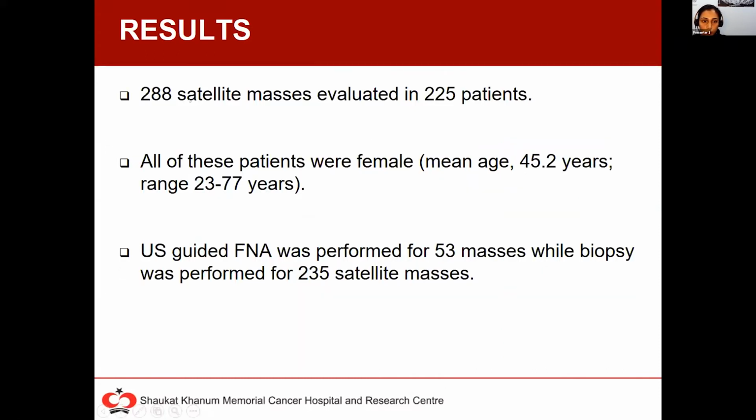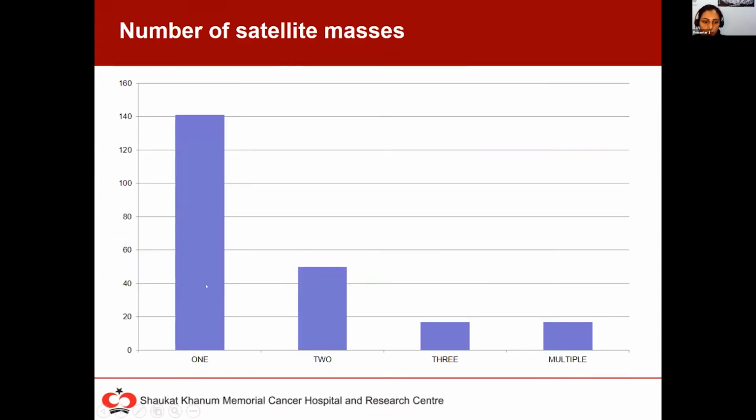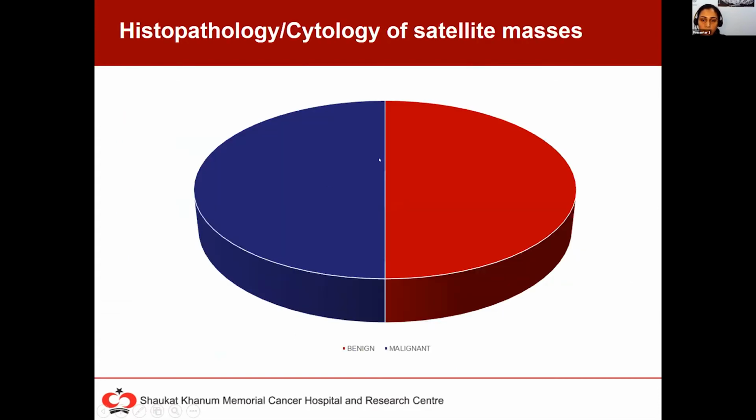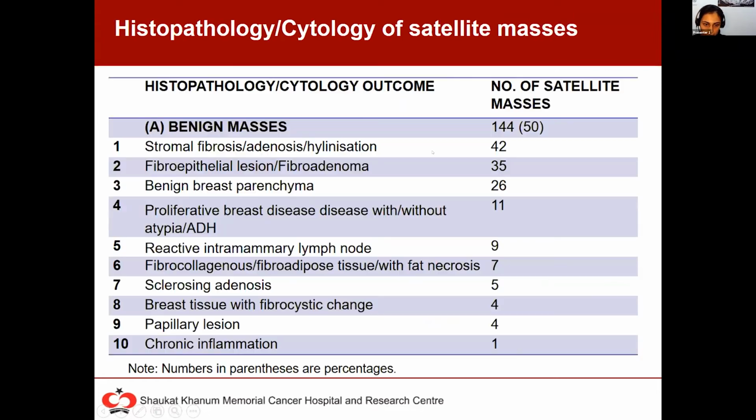So we evaluated 288 satellite masses in 225 patients. This was because some of the patients had more than one satellite. Most of the patients had one satellite mass, while around 50 patients had two satellite masses, 17 had three, and the presence of more than three was taken as multiple. Interestingly, the final histopathology showed equal incidence of benign and malignant masses.